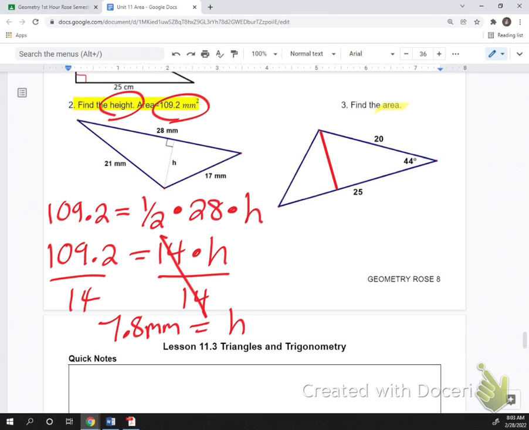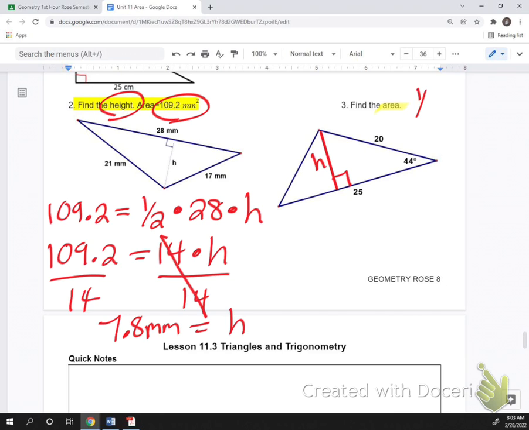Remember, we talked about this last week. The height and the base should be what? Perpendicular to each other. 25 is my base. I drew in my height.